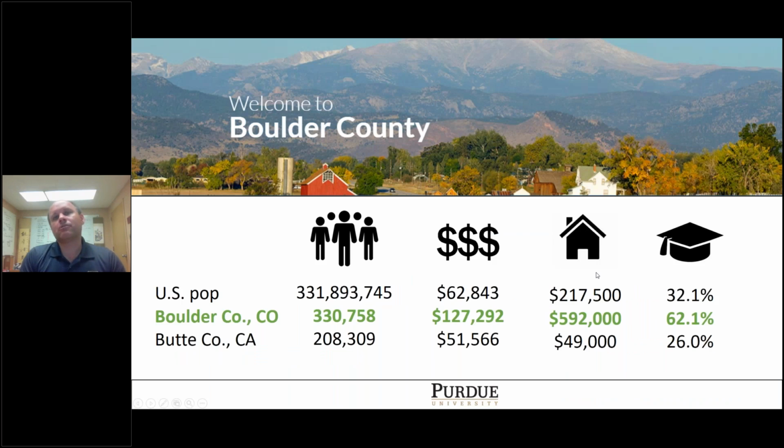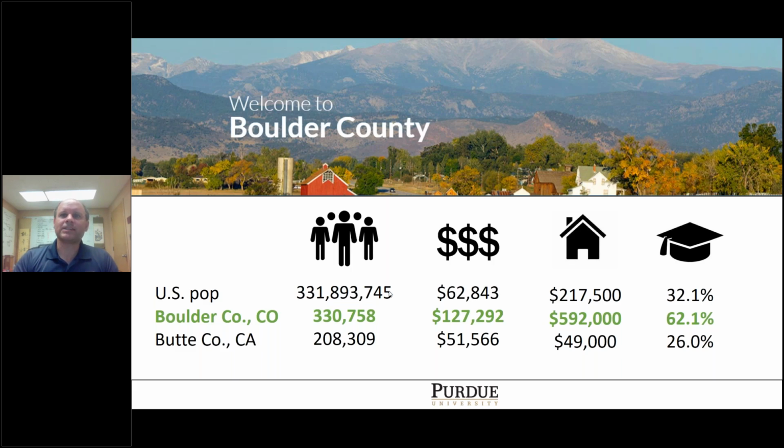So Boulder County, Colorado is where the Marshall Fire happened in December of 2021. To give you some perspective here, the pictures I'm showing are from Boulder County, Colorado. The county has about 330,000 people. The average income per person is about $120,000. The median cost of a home is about $592,000, and 62.1% of the population has a college education or greater, a bachelor's education or greater.